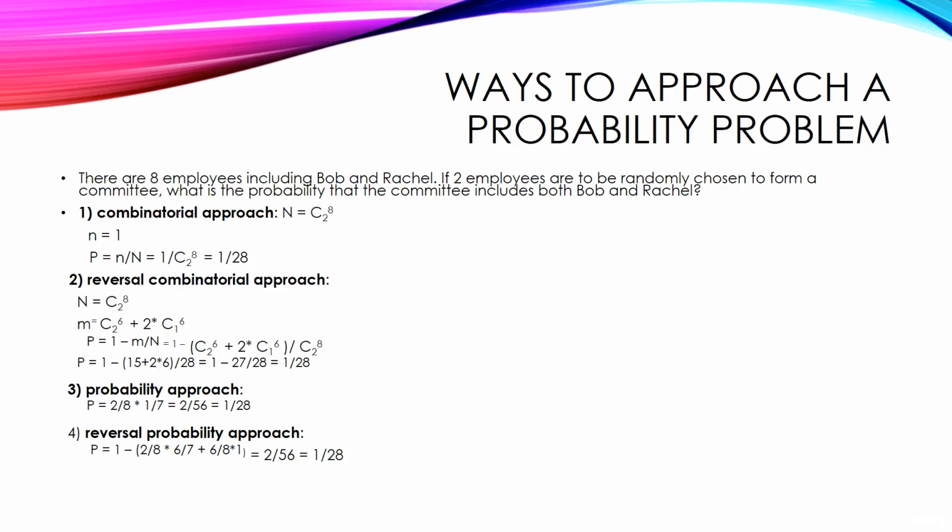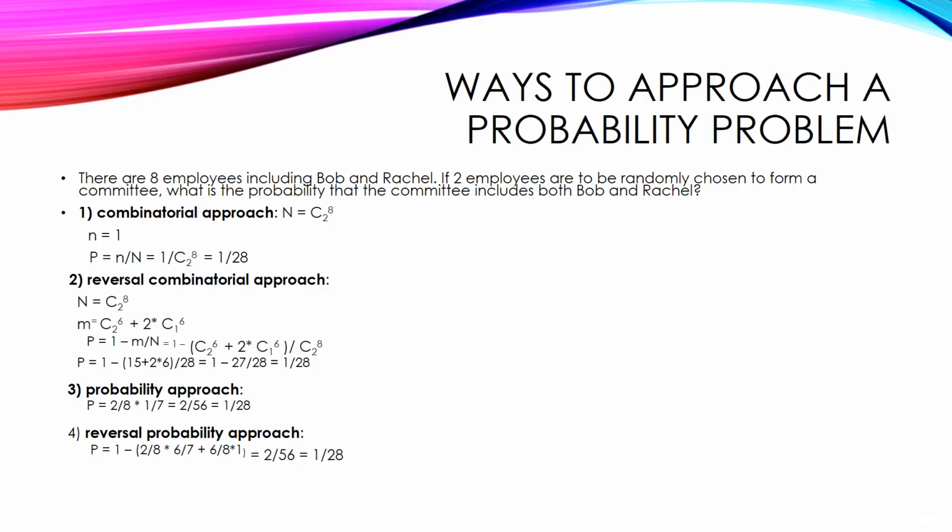Solution. Following the combinatorial approach, we have N is equal to 8C2. The number of possible committees that include both Bob and Rachel is n is equal to 1. So P is equal to n by N, which is equal to 1 by 8C2, which is equal to 1 by 28.